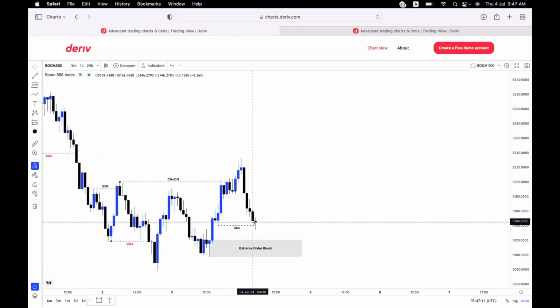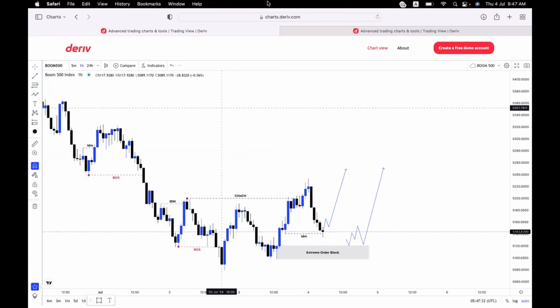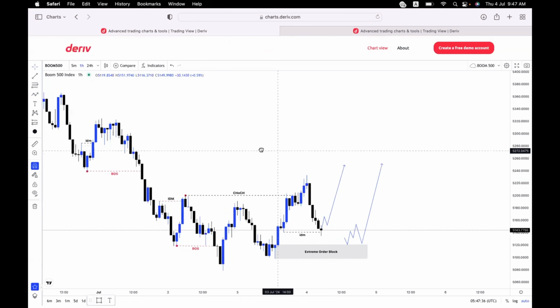Either price will create an entry criteria here for the single candle order block here, then we need to buy, or price will come back and mitigate this extreme order block, give us a reversal confirmation, and then from here we can continue to buy. So this is what I have on 500. Any question so far on 500?